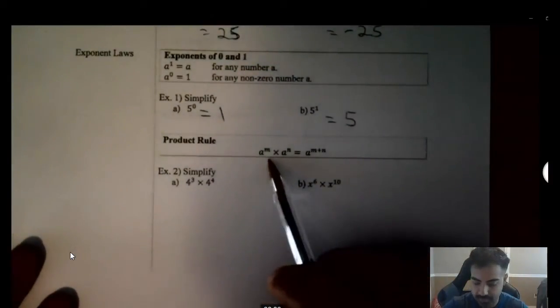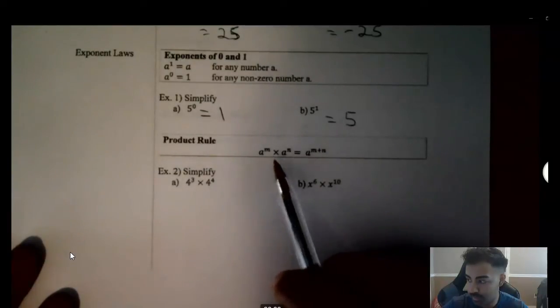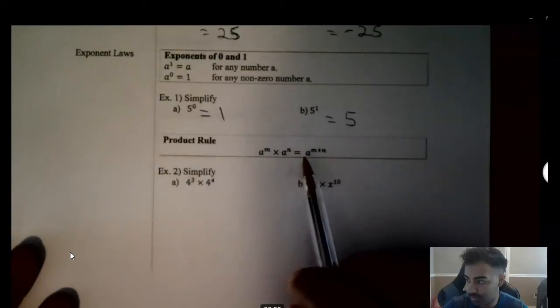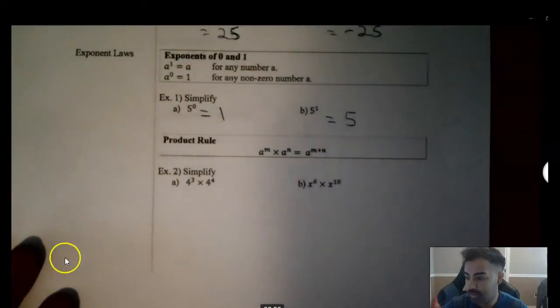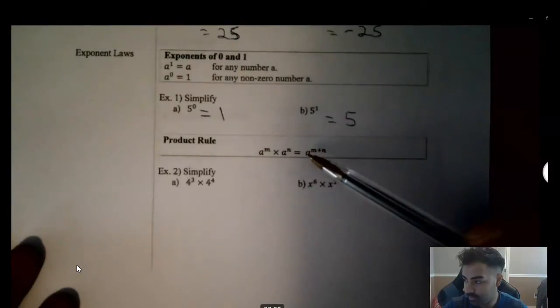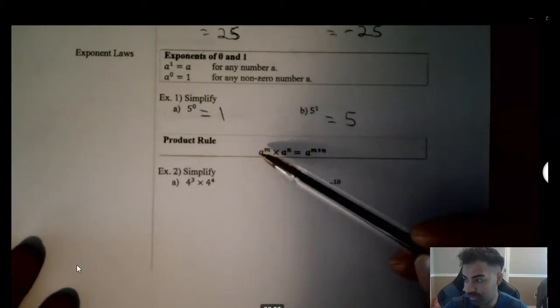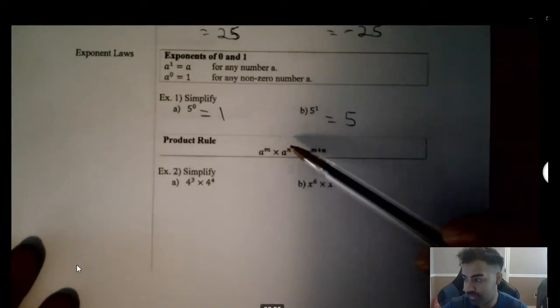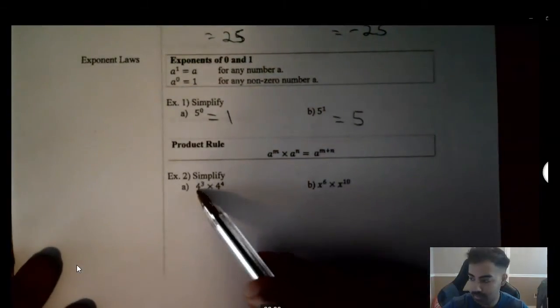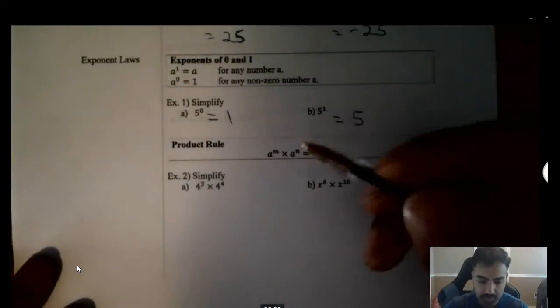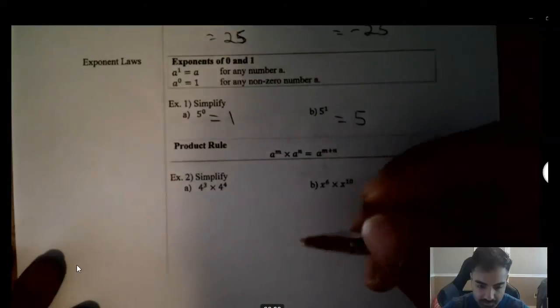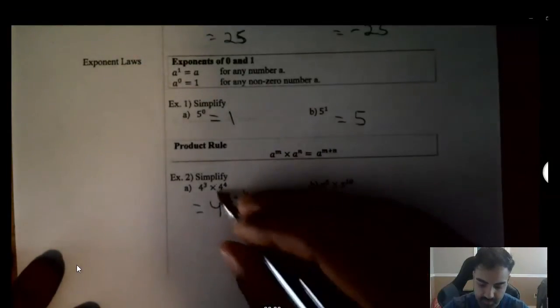Here's the general rule: a to the m multiplied by a to the n is equal to a to the m plus n. So we have our base a. When you have the same base, a and a, you can simply add the exponents when you're multiplying. Here we have the same base, 4 and 4, so this is the same thing as 4 to the power of 3 plus 4. Again, that's just applying the product rule. I'm adding them because they're multiplying. So we got 4 to the power of 7.